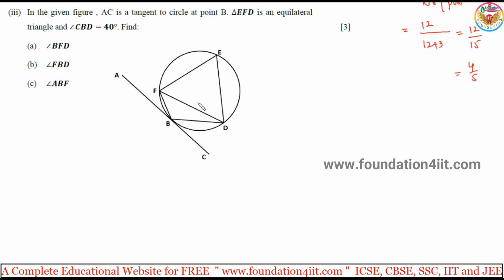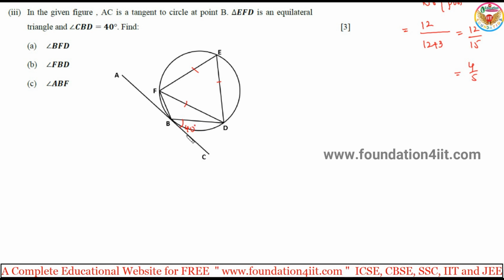This third problem. In the given figure, AC is a tangent to a circle at point B. Triangle EFT is an equilateral triangle. EFT, so three sides are equal. Three sides are equal, so equilateral triangle it is. And angle CBD is 40 degrees. CBD, this angle is 40. First question is angle BFT. BFT. So this angle we have to find out.